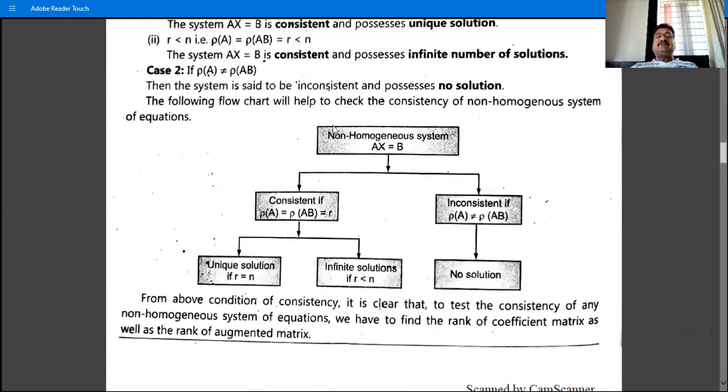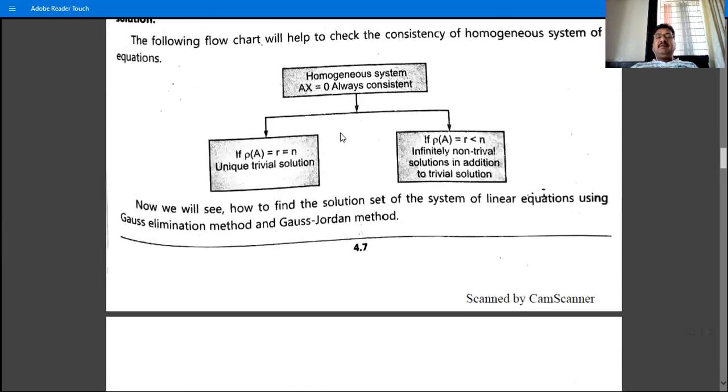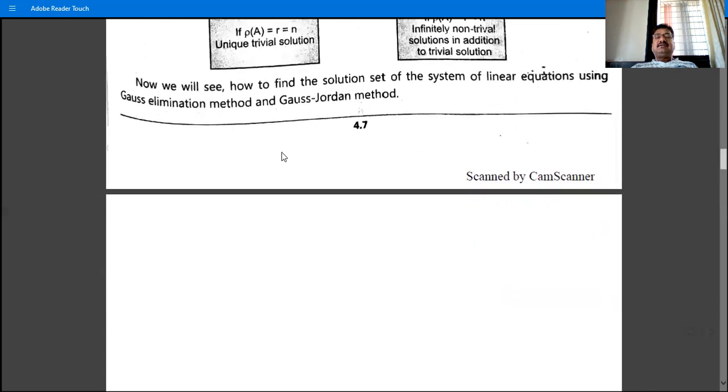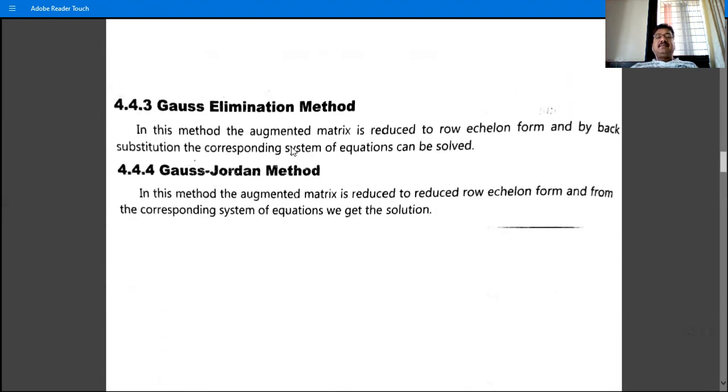So there are only two cases: either the system has infinitely many solutions or a unique solution. If rank of A is strictly less than the number of variables, then the system has infinitely many solutions. And if rank of A is equal to the number of unknowns in that system, then the system has a unique solution. So the homogeneous system is always consistent, and it has either a unique solution or infinitely many solutions. These are the two cases. Now we will see two methods to solve homogeneous and non-homogeneous systems.